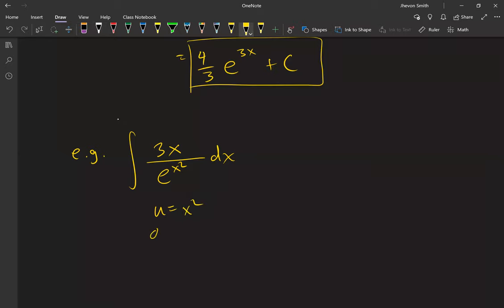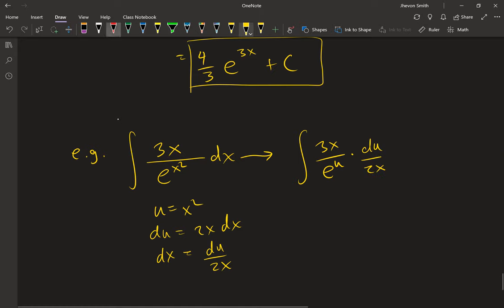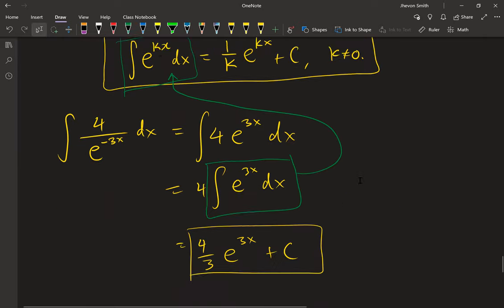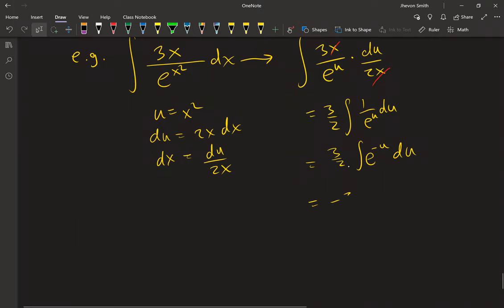So u equals x squared, your du would be 2x dx. And so your dx would be du over 2x. And then you go and you plug that in. So this is 3x over e to the u times du over 2x. Your x's would cancel. You can move the 3/2 out, and you have 1 over e to the u du. At that point, you remember, oh, I don't have a rule for e's in the denominator. So you move it up, make it a negative power. And then you apply the second rule. Your k is just negative 1 in this situation. So you just divide by negative 1 and leave the function alone. And so this is e to the minus x squared plus c.